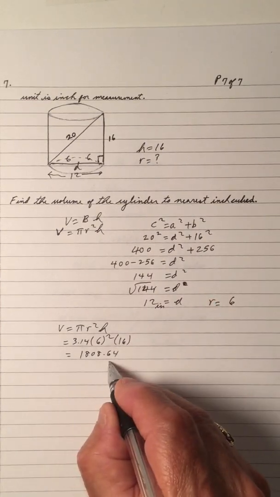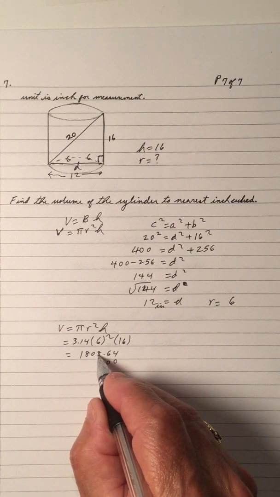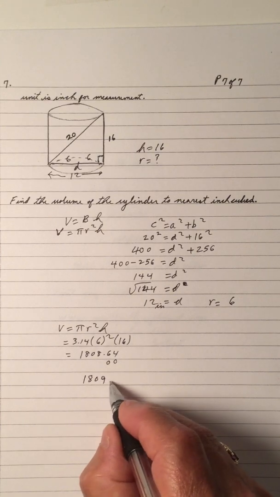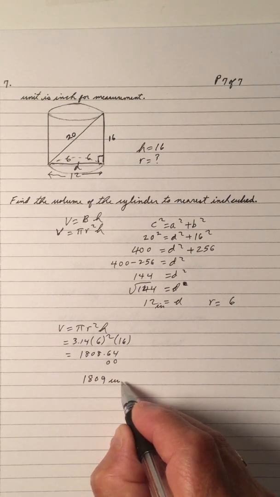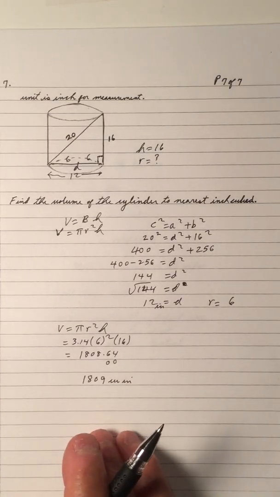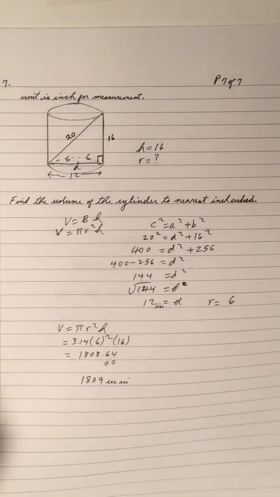So that's 0, 0. 6 is greater than 5. So you add 1 to 8 to get a 9. So it's 1809. And it's cubic inches, the volume in cubic inches. Again, I always stress Pythagoras.